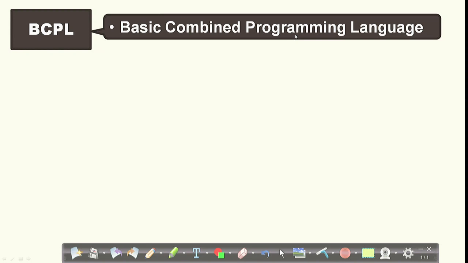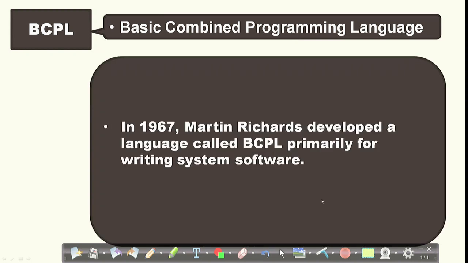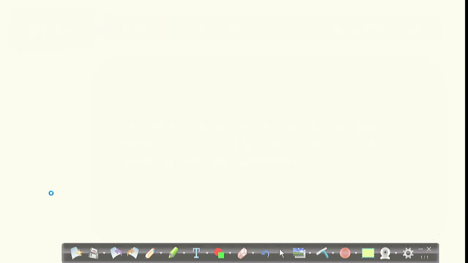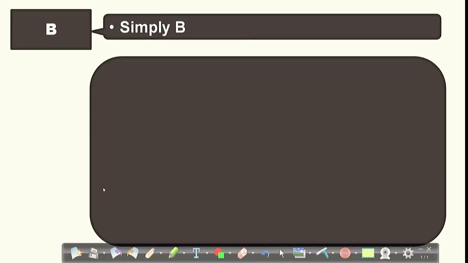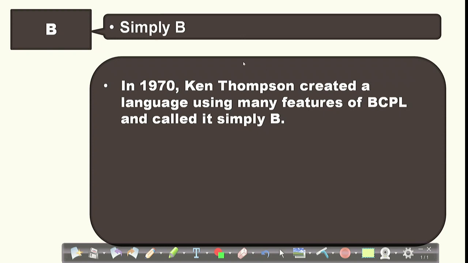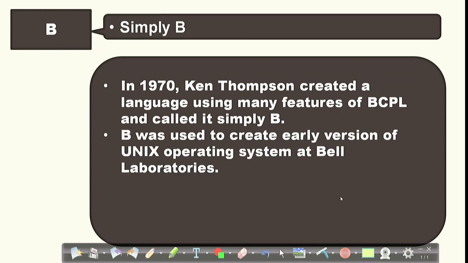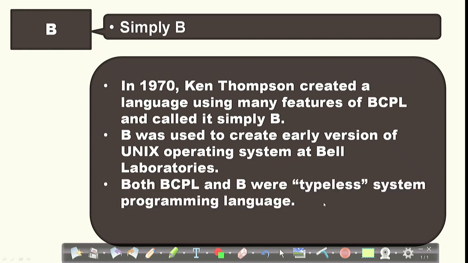Next one is BCPL, that is the Basic Combined Programming Language. In 1967, Martin Richards developed a language called BCPL, primarily for writing system software. Next will be B, that is known simply as B. In 1970, Ken Thompson created a language using many features of BCPL, and that is known simply as B. B was used to create an earlier version of the Unix operating system at Bell Laboratory. Both BCPL and B were typeless system programming languages. That means within these languages there is no concept of data types.